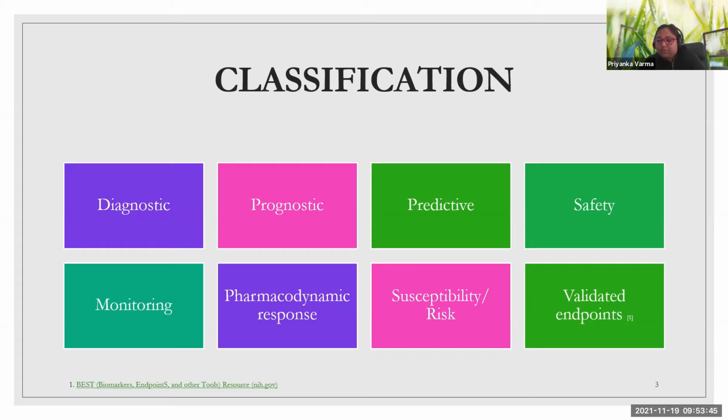Prognostic biomarkers are those which are used to identify the likelihood of a clinical event, disease recurrence, or progression in patients who have the disease or medical condition of interest. For example, again, I'll quote BRCA1 and 2 mutations. They may be used as prognostic biomarkers when evaluating women with breast cancer to assess the likelihood of a second breast cancer. Or prostate-specific antigen levels can be used as prognostic biomarkers when evaluating patients with prostate cancer during follow-up to assess the likelihood of cancer progression.